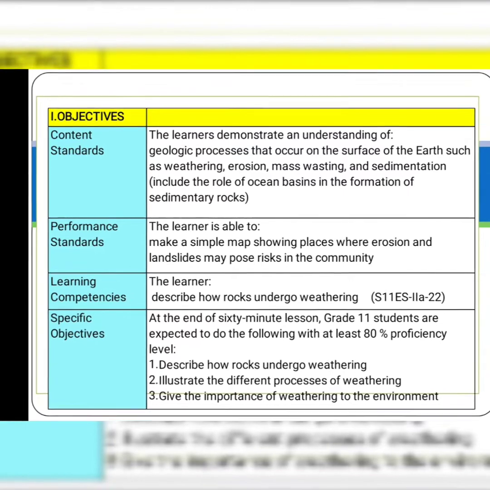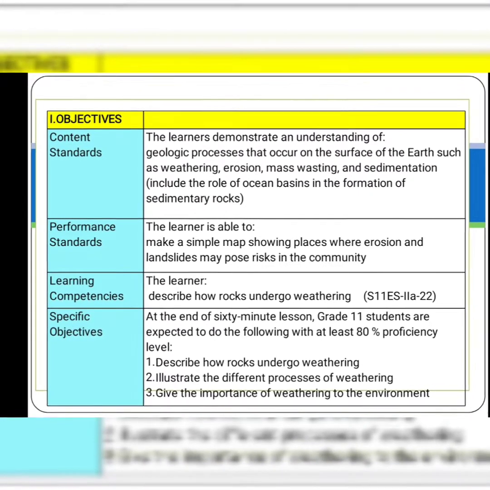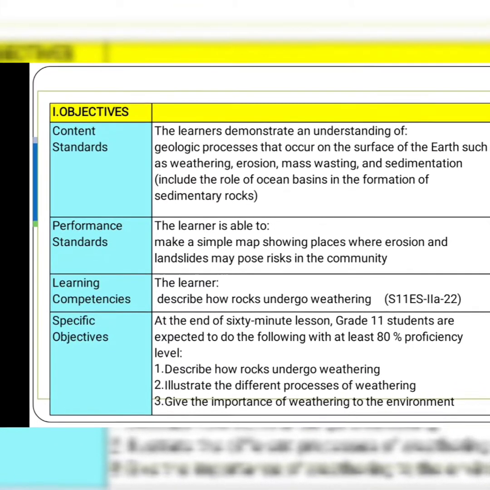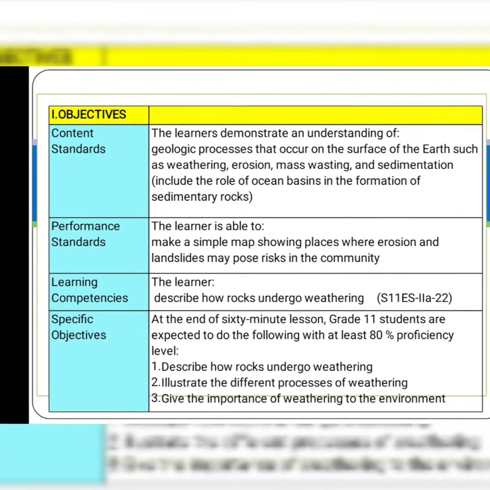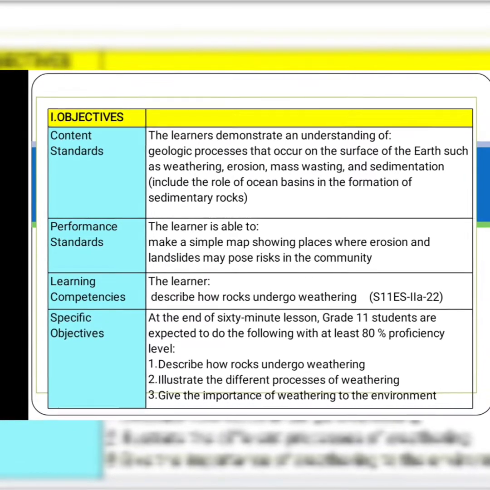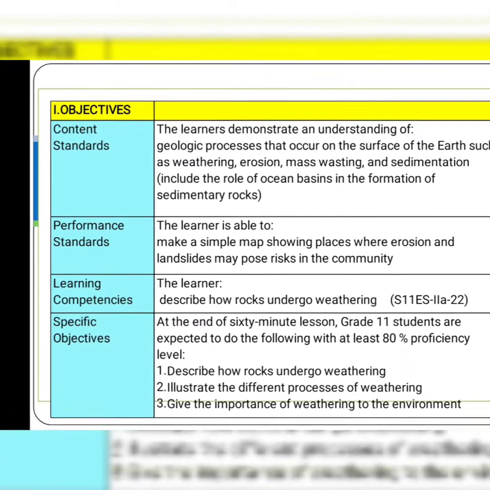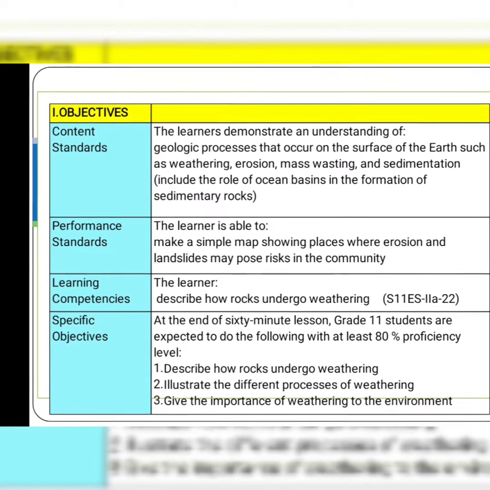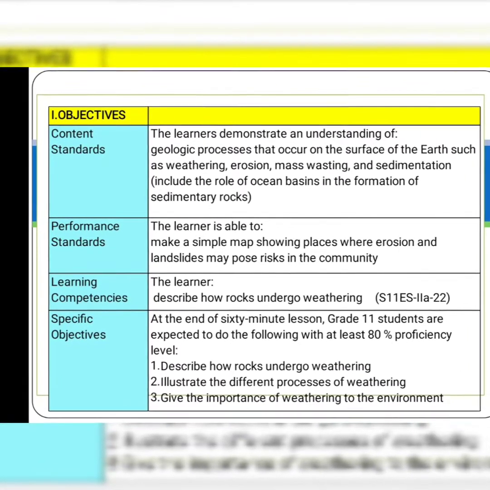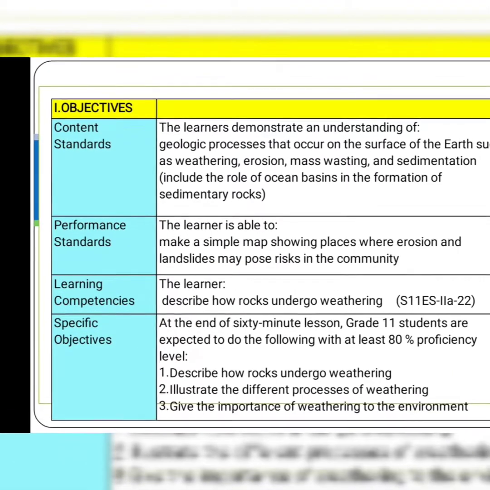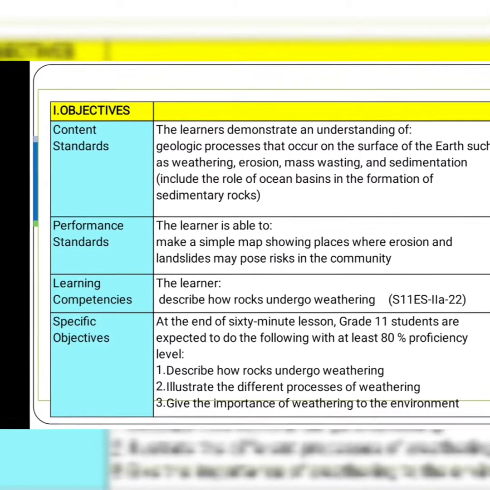After the learning competency, you have to craft your specific objectives. One for the cognitive, one for the psychomotor, and one for the affective domain. Remember your learning with the different verbs used in writing the objectives, the behavioral objectives.